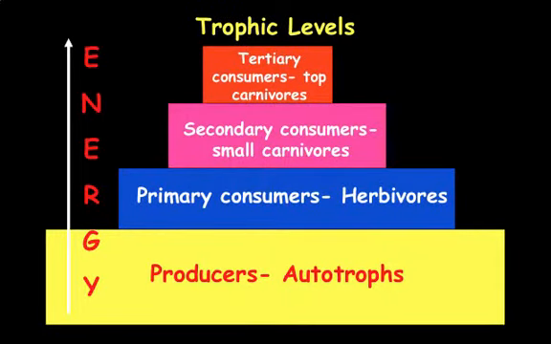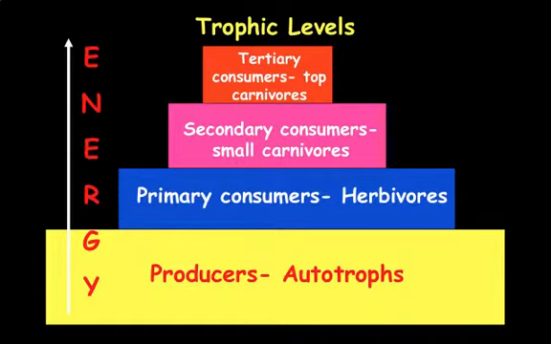So in the bottom of our trophic pyramid here, we have our producers, which are our autotrophs, the plants, and the energy will go upward to our primary, secondary, and tertiary consumers. Our primary consumers are going to be herbivores like deer, cows, animals of that nature. Our secondary consumers would be small carnivores, the things that eat our primary consumers. Tertiary consumers would be the top carnivores like sharks, eagles, and things of that nature.